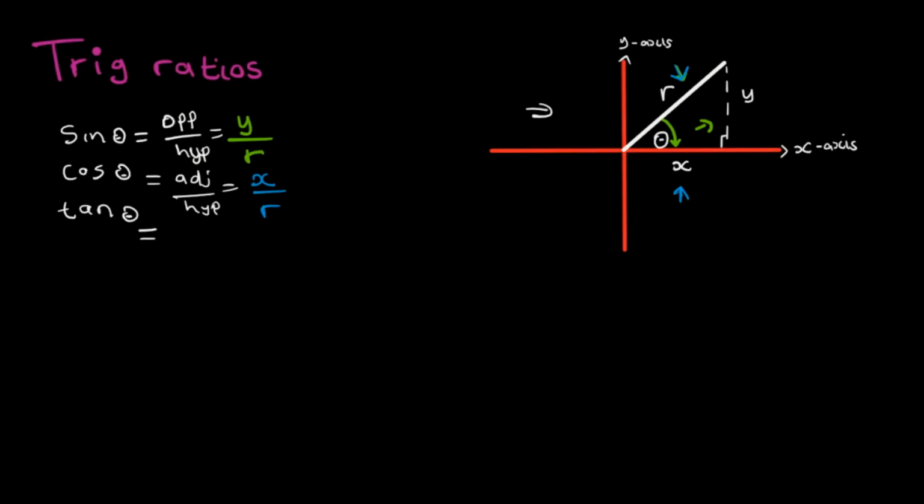So looking at tan of theta, which is opposite over adjacent. Looking at the angle of theta, the opposite side of this angle is your y value, and the adjacent side is your x value. So writing it down, we're just going to say your y over your x. So that is how we find the trig ratios using a diagram on a Cartesian plane.